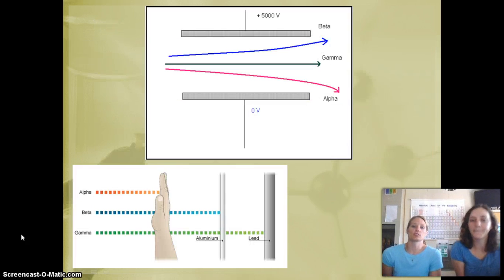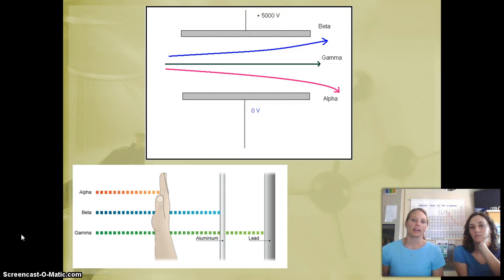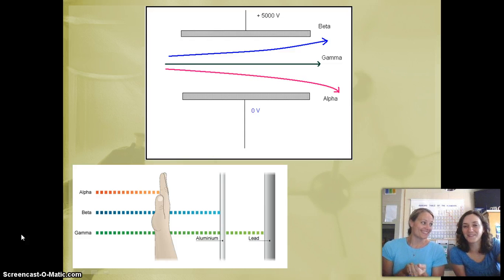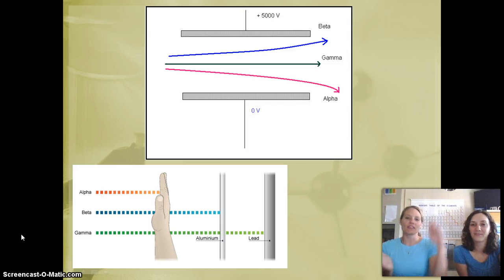If we take 2 charged plates, we have a positive charge at the top and a negative charge at the bottom. We're going to shoot all 3 radiations, 2 particles and a ray, through these two plates and see what happens. Well, your beta is going towards the top, which means it is going towards the positive. A beta is a negatively charged particle. If you're negatively charged, you're going to go towards the positive because opposites attract. We've got a positive plate and a negative particle, and that's why it's going to bend up.